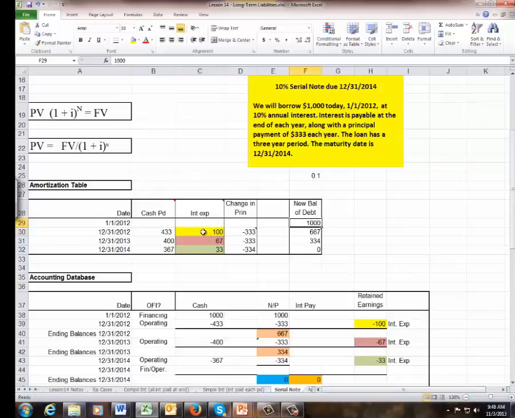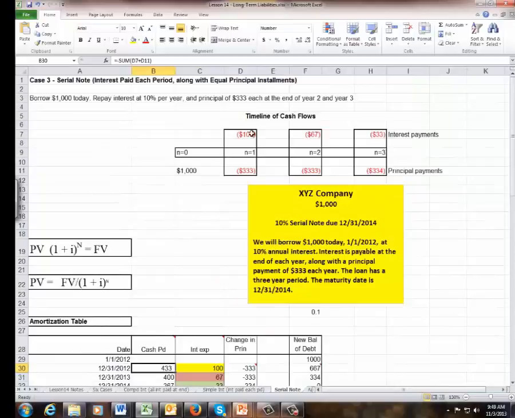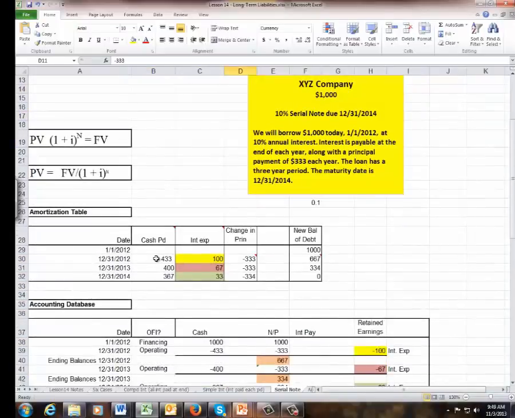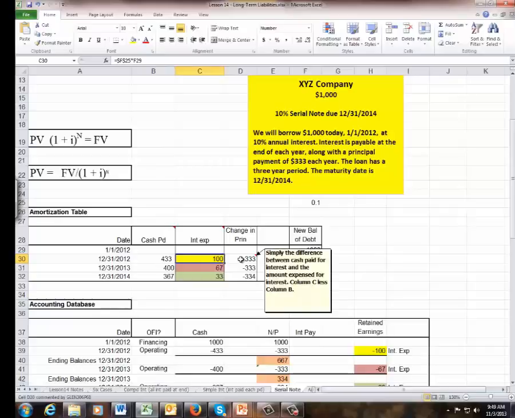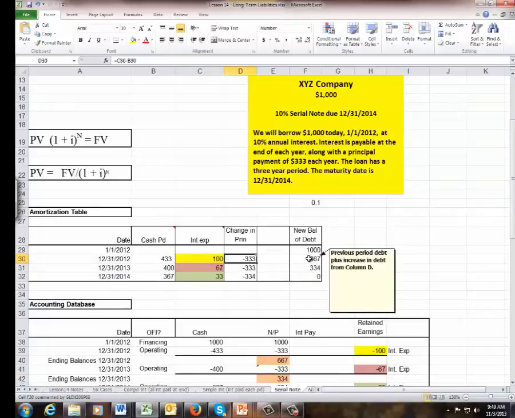Interest expense is 100. We agree to pay 100 plus 1/3 of the principal. So the total payment here is $433. Compare that with the interest expense part of that payment. The rest reduces the principal by $333. And notice our new balance is 1,000 minus $333 equals $667.